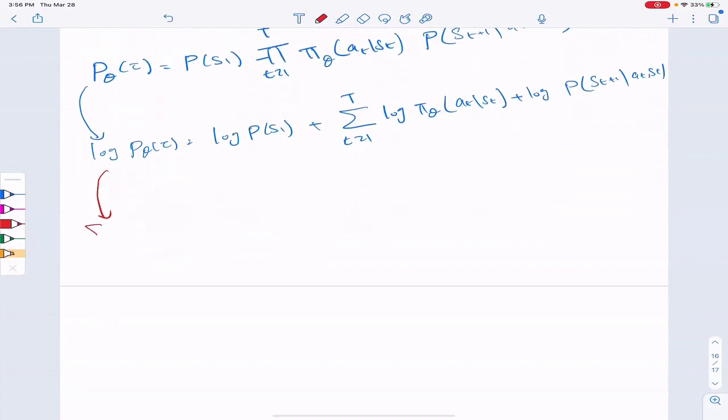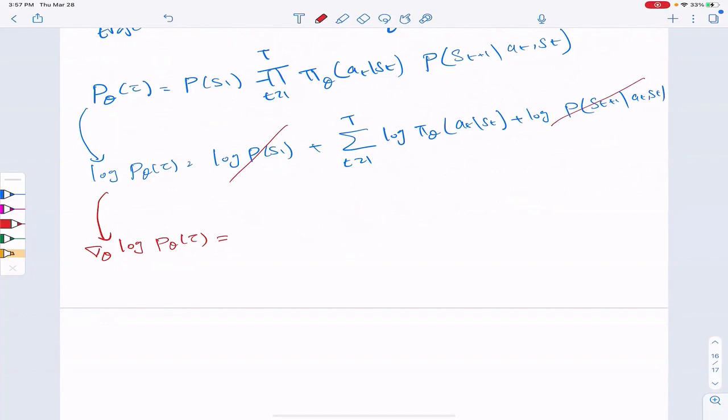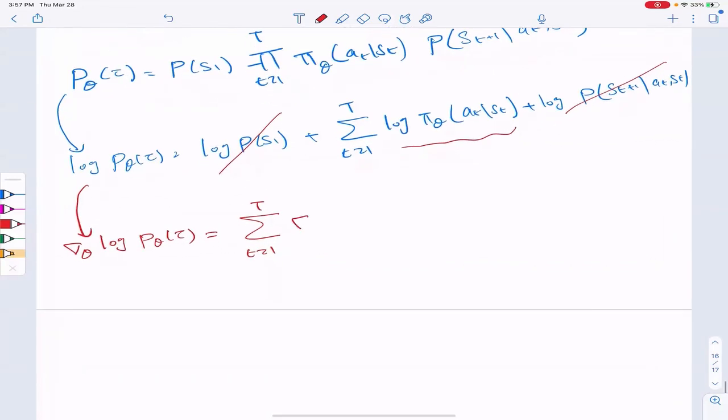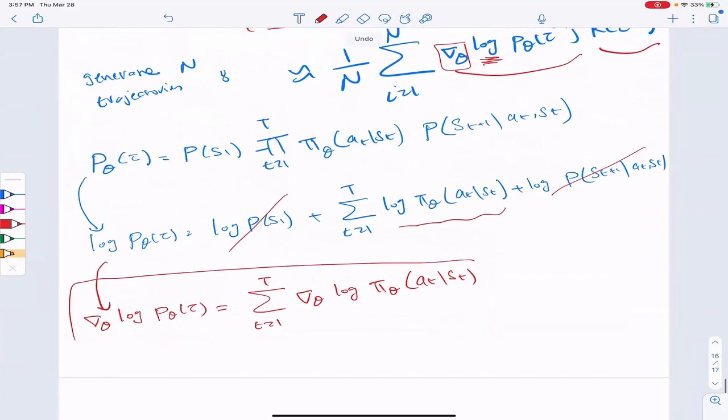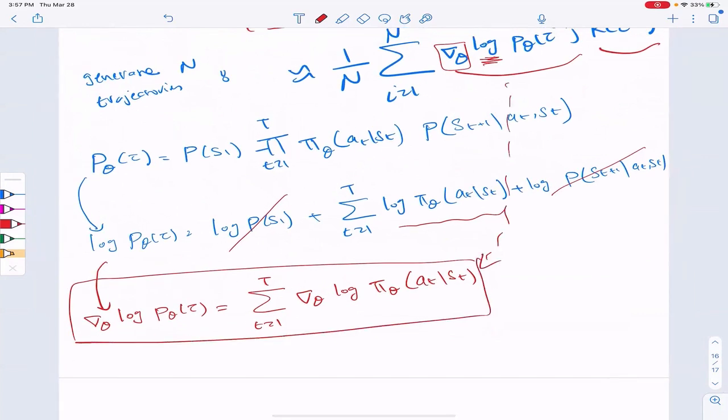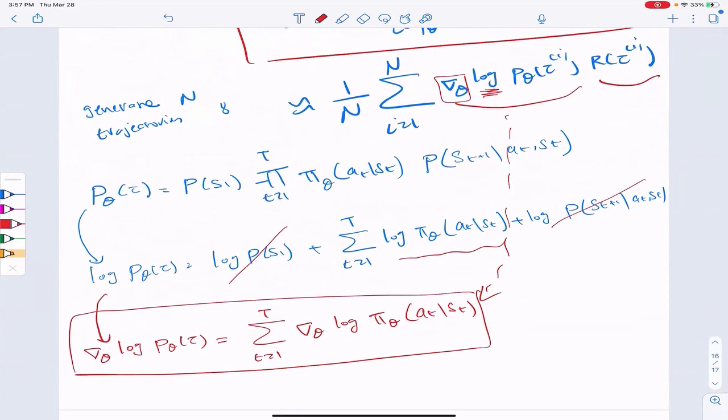What happens if I take the gradient with respect to theta? This doesn't depend on theta. This also doesn't depend on theta. It is a transition matrix. And the only term that depends on theta is this one. So therefore, I can just simply write this as the gradient of log p sub theta of at given st. And that's it. Right? So that's basically the first term in my gradient equation.